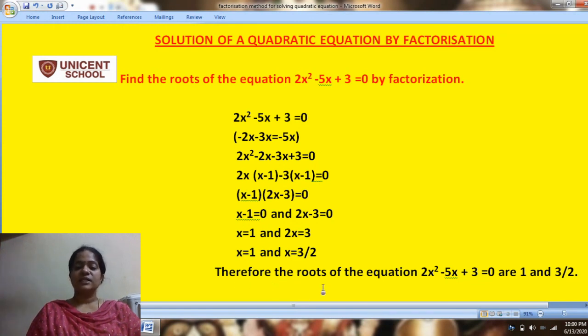So we can also say that the roots of the equation 2x squared minus 5x plus 3 is equal to 0 are 1 and 3/2. Hope you all have understood.